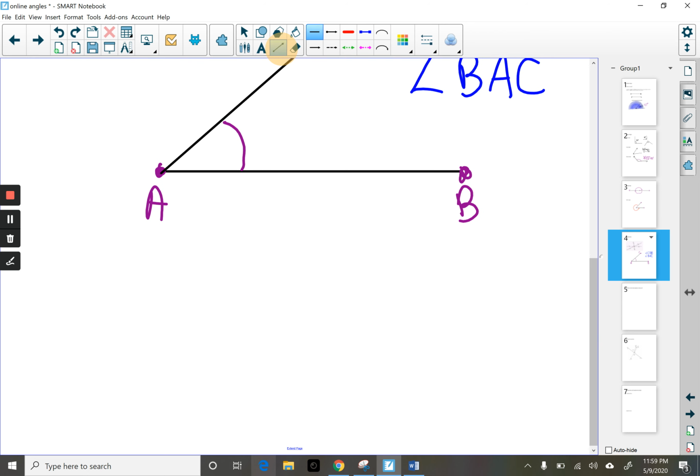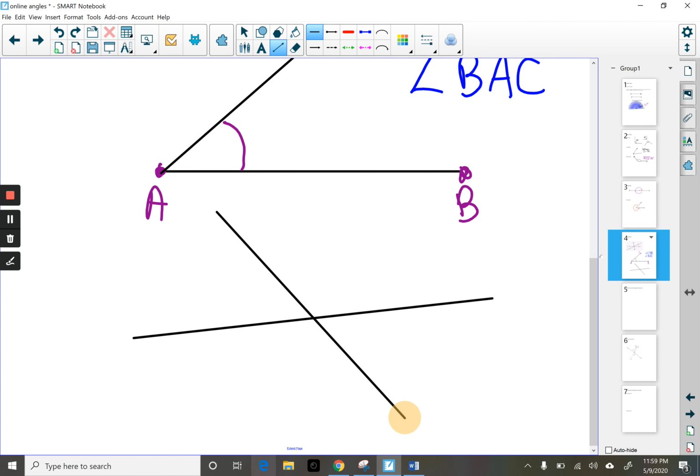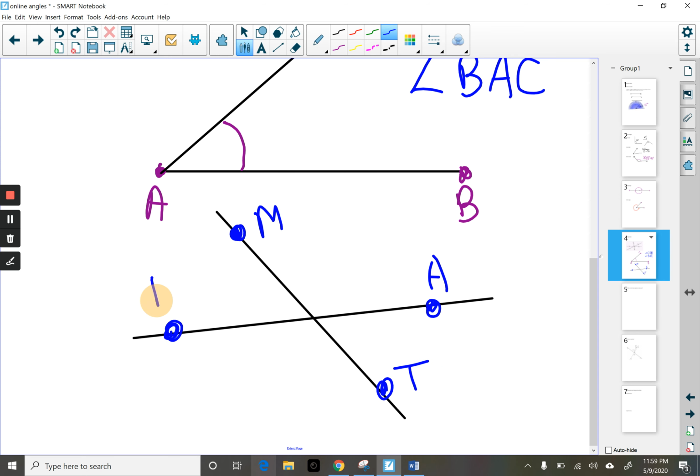Sometimes we will see things like lines crossing. Maybe we have two lines crossing like this, and we have a bunch of different letters here. I don't know, let's just do math right here: M, A, T, H, and we'll call that I. Okay, and from this, I can name a ton of different angles, depending on where I want to start.